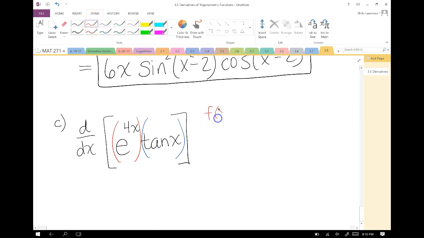So we have to identify our f and our g and take their derivatives individually. So f, I'm going to say, is e to the 4x. And remember back in, I believe, section 3 or section 4, we said the derivative for e to the 4x is going to be 4e to the 4x. And that's actually a result of the chain rule. But we wrote out a little separate rule for derivatives of e to the kx. And then our g of x will be the tan x.